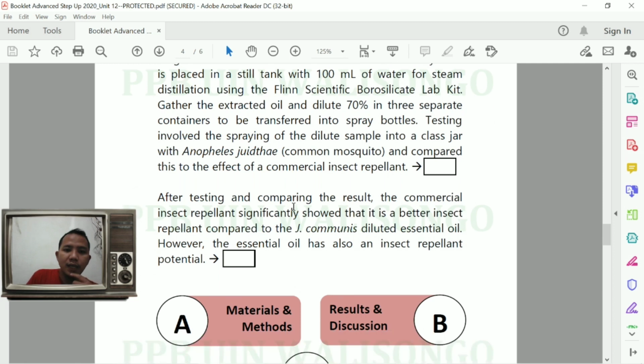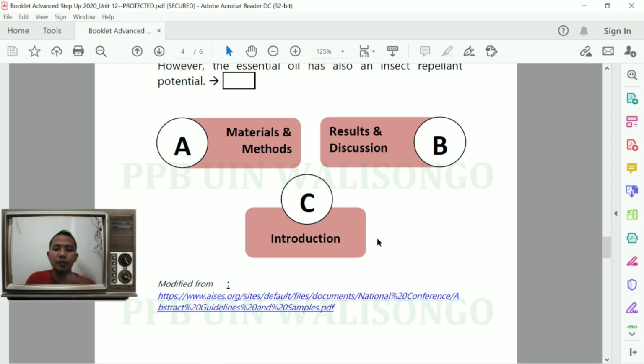And the last, after testing and comparing the results, the commercial insect repellent significantly showed that, menunjukkan bahwa it is a better insect repellent compared to the diluted essential oil. Ini menunjukkan hasil ya, result and discussion. So we have to put here B, result and discussion. Maka urutannya adalah C, A, B ya. This is for the first examination that is taken from this website.